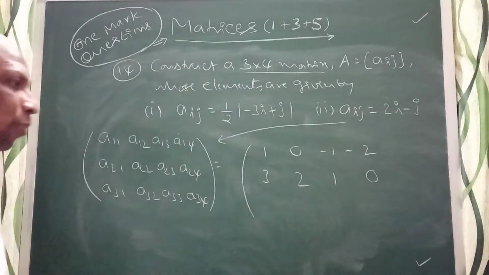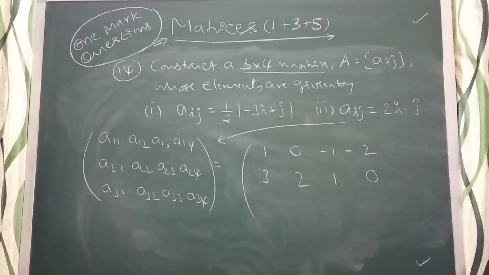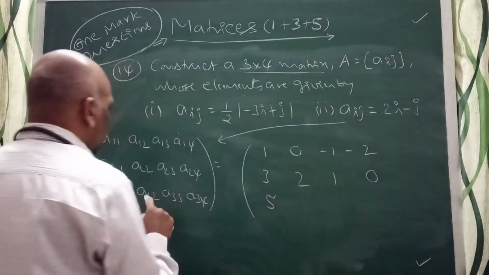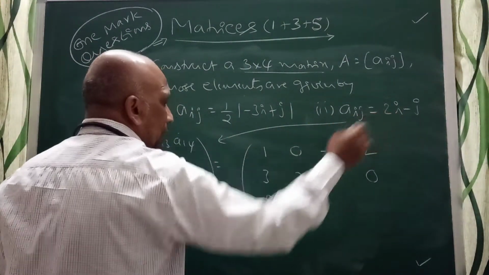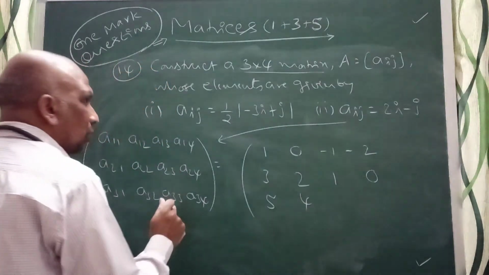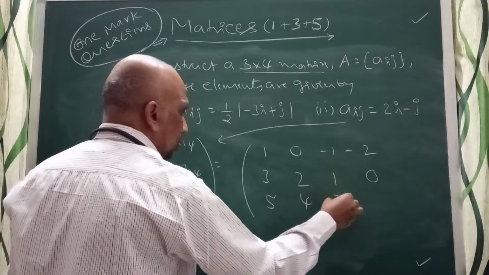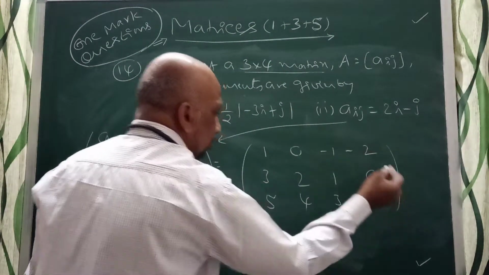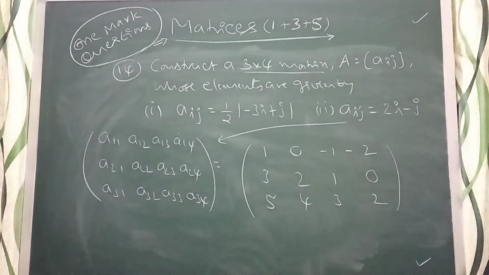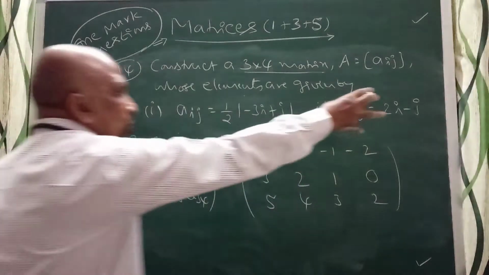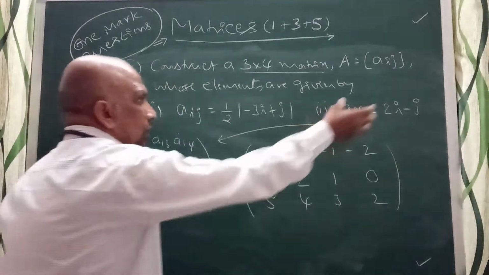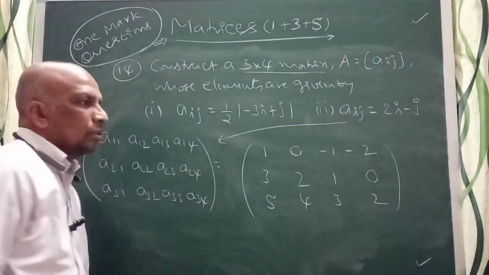The second row will be 3, 2, 1, 0, right. Next one, 3, 1: 6 minus 1, 5. 3, 2: 6 minus 2, 4. And this one, 3, 3: 6 minus 3, 3. And 3, 4: 6 minus 4, it will be 2. 5, 4, 3, 2. So this is this problem. So just substitute the values. The suffix you can substitute here. You will get the answer.